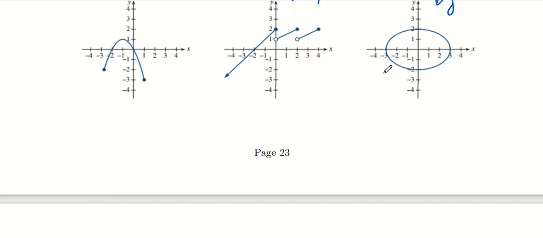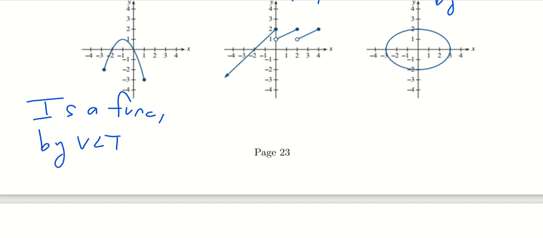Take a look at D. If you apply the vertical line test to this one, the graph in D is a function. That one is a function by the vertical line test.